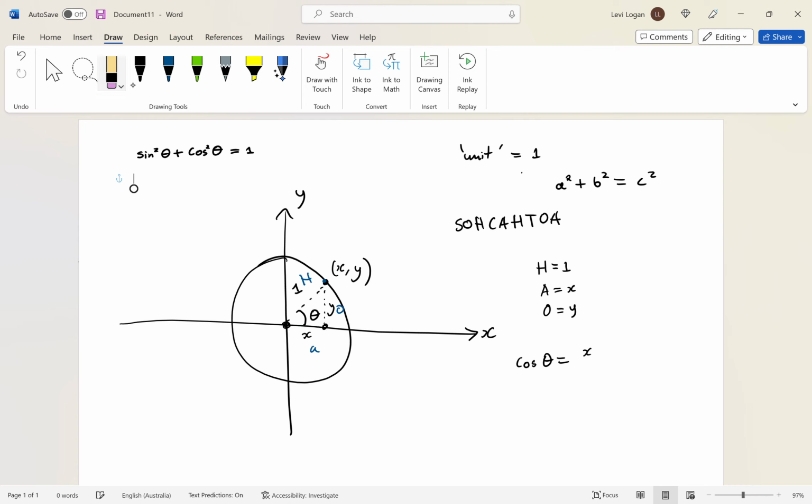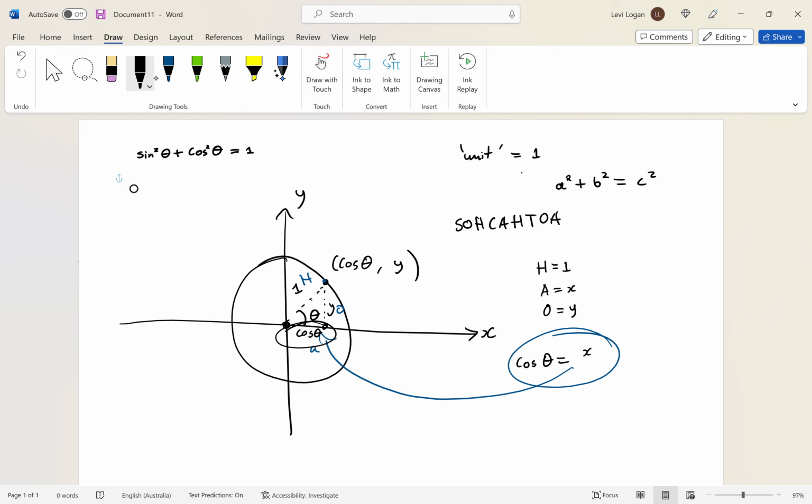So, knowing this, we can replace our side length there. We're going to rub out our x now and put cos theta. And I'm going to rub this x out here and put cos theta. So we have cos theta, y. Alright? See how we got rid of our x because we now have an expression for it in terms of the angle. So this side length here is cos of whatever angle this is, okay?